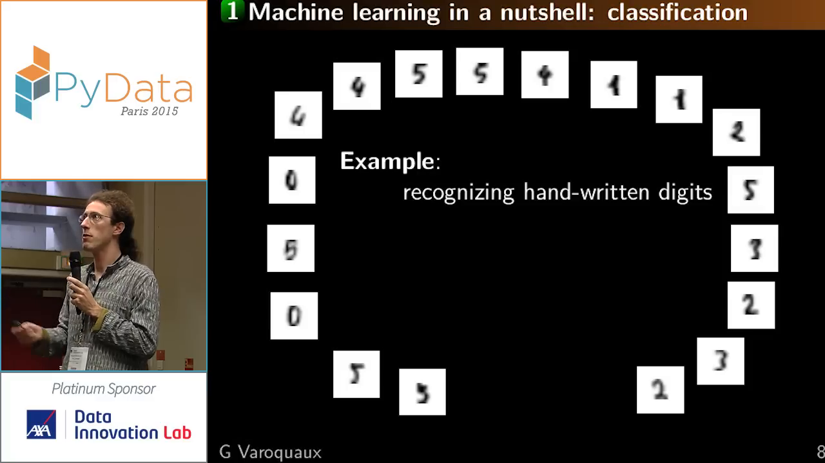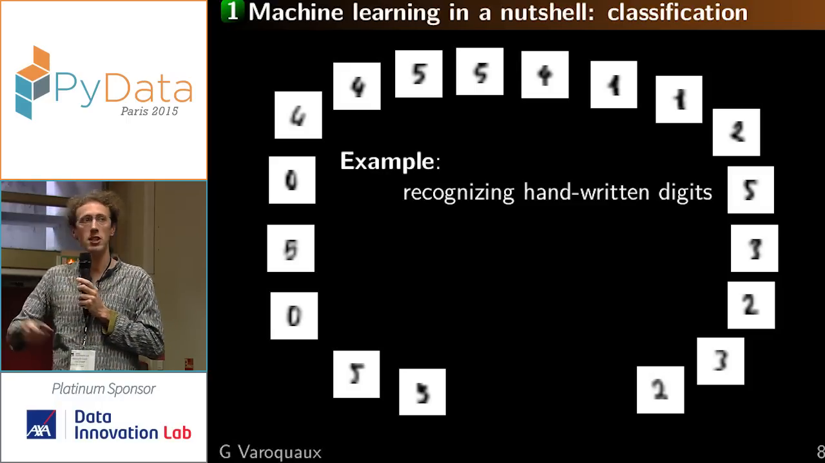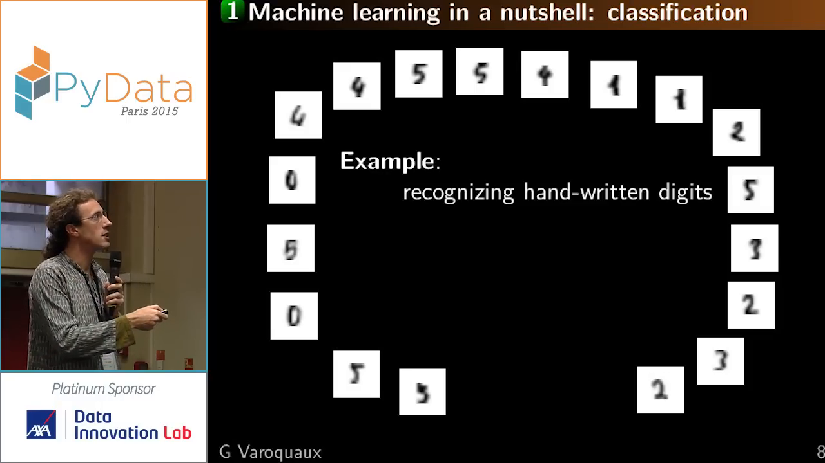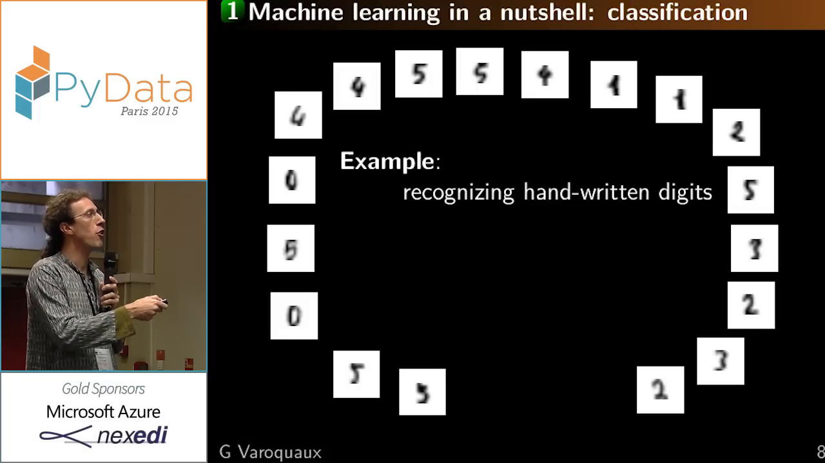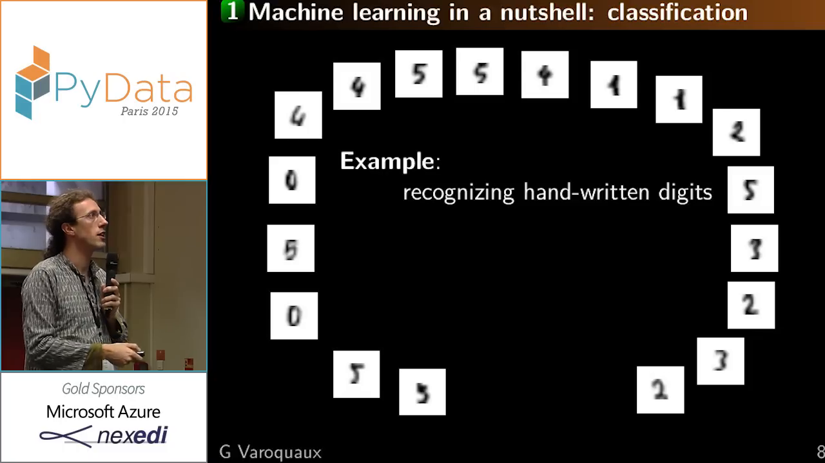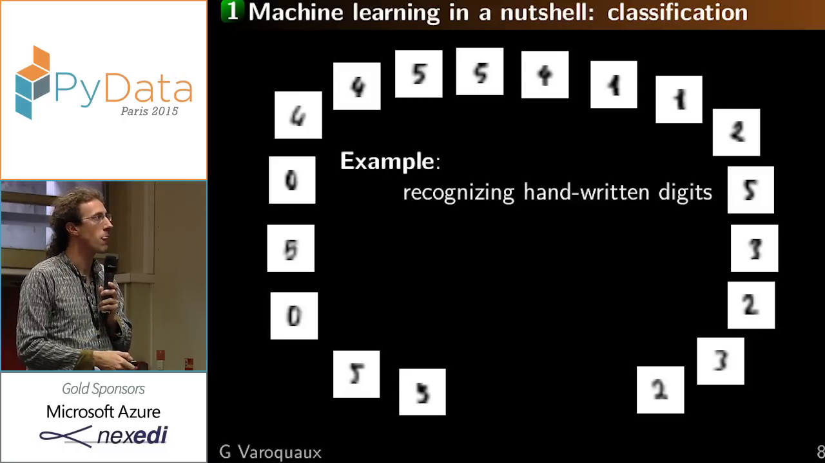So one very common example is I'm trying to learn to recognize handwritten digits. These are all handwritten digits. They're real handwritten digits. So for instance, here you have a 4, and here you have a 0. And they're actually fairly close. This 4 and this 0 are fairly close. The 1 and the 2 here are fairly close.